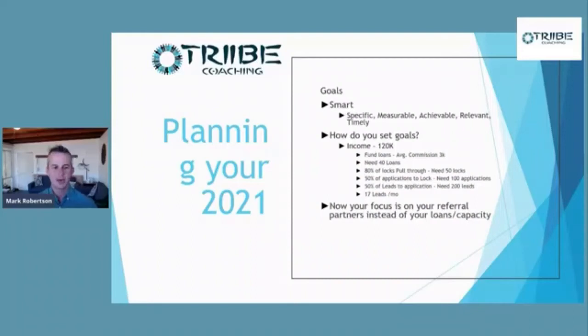How do you set a goal? Everyone talks about SMART goals. They need to be specific, measurable, achievable, relevant, timely. So each goal, not "I want to lose weight," but "I want to lose 10 pounds by January 30th." It's specific. It's measurable. You can achieve that.